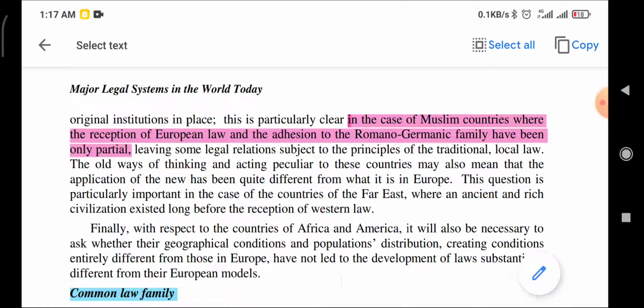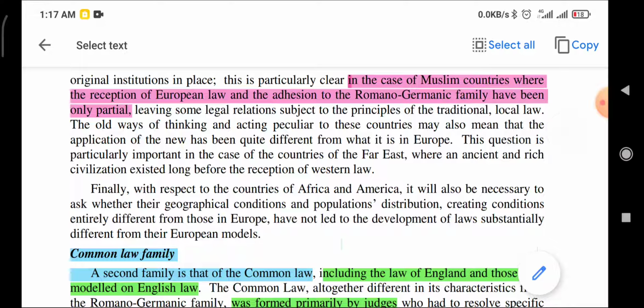Where an ancient and rich civilization existed long before the reception of Western law. Finally, with respect to the countries of Africa and America, it will also be necessary to ask whether their geographical conditions and population distribution, creating conditions entirely different from those in Europe, have not led to the development of laws substantially different from the European models.